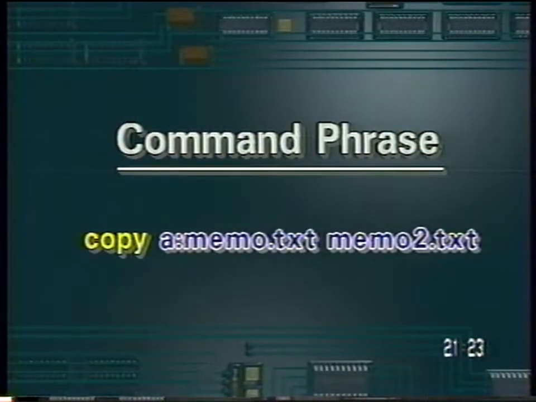To demonstrate, we'll copy the file memo.txt from our floppy disk in drive A to the hard disk drive C. When we copy it, we want to give it the new name memo2.txt. We're certain there isn't already a file with this name on our hard drive, so we'll go ahead with our copying. The command phrase we want to use is copy space memo.txt space memo2.txt. We don't need to specify a destination drive because the C drive is already our current drive.